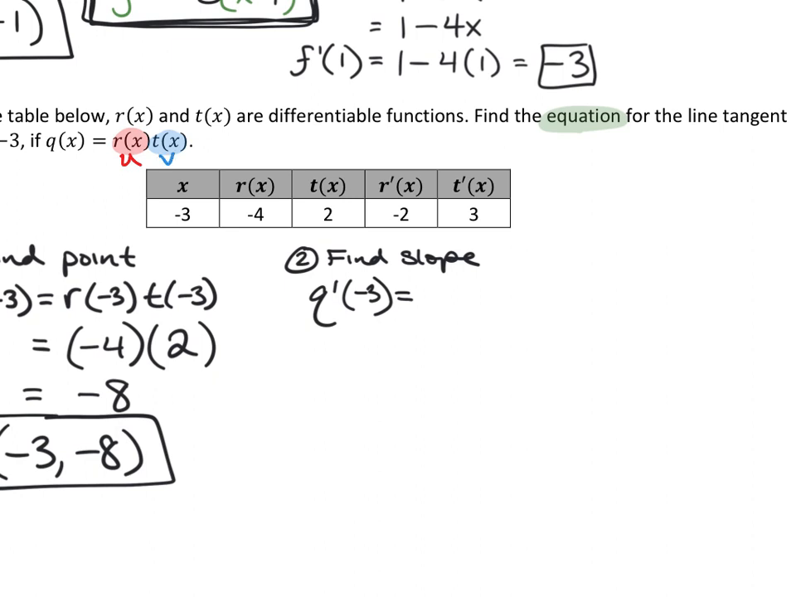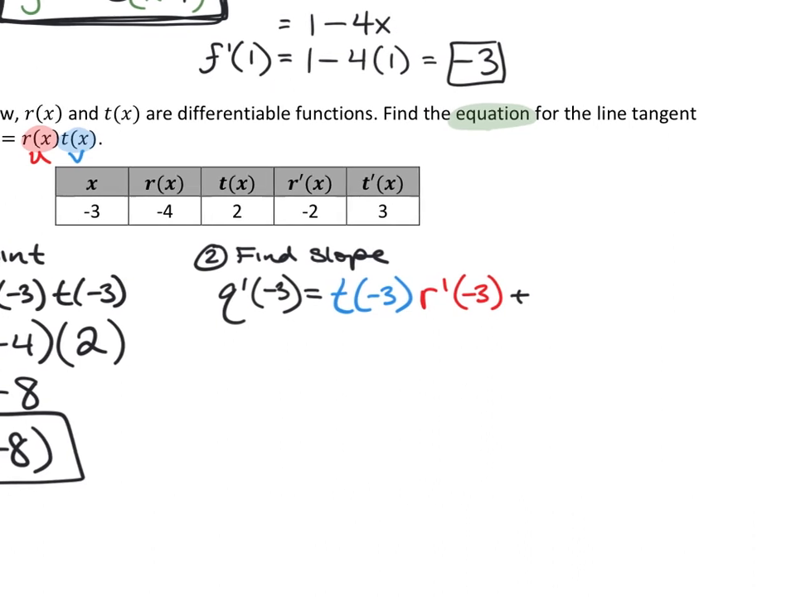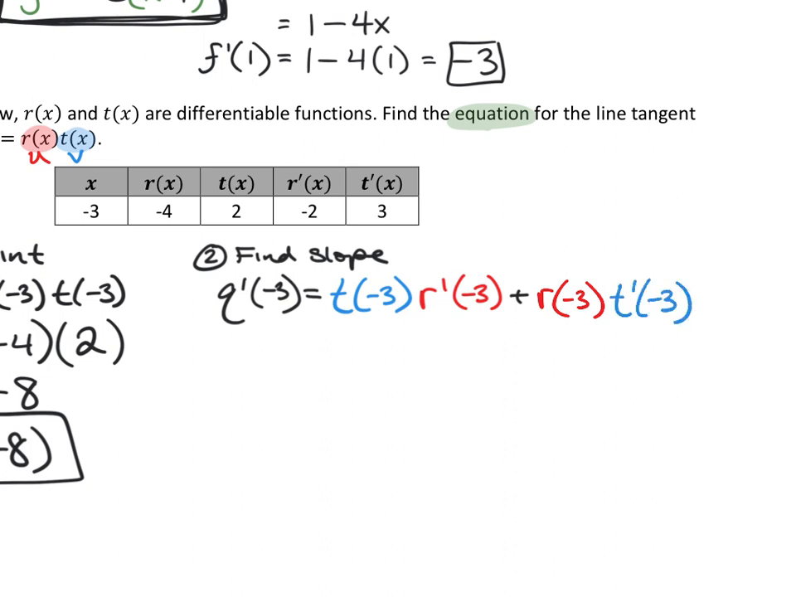So v is t of negative 3. What will be next? R prime of negative 3, because it's v u prime, plus, what next? U, which is r, yes, all of the letters, times what? There we go. That's the product rule with different letters. Lots of letters floating around today.